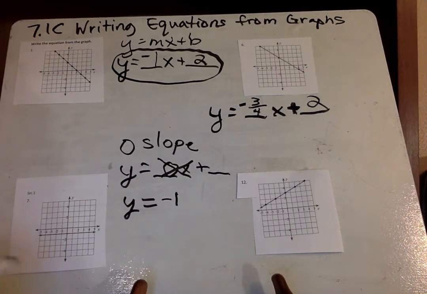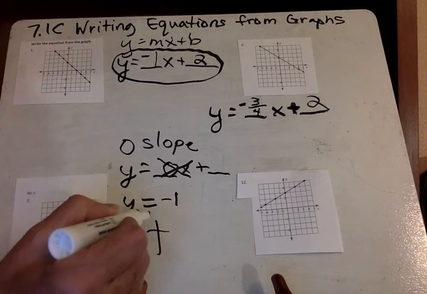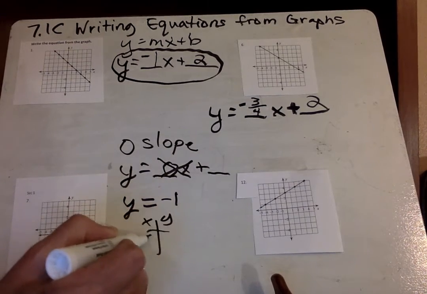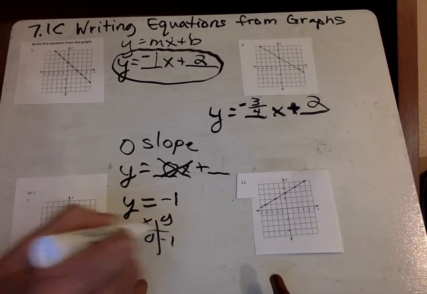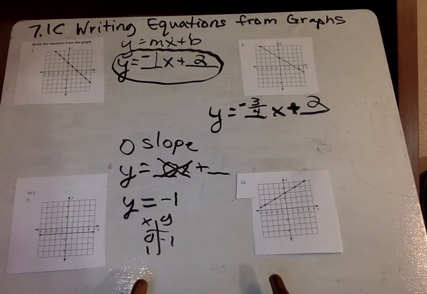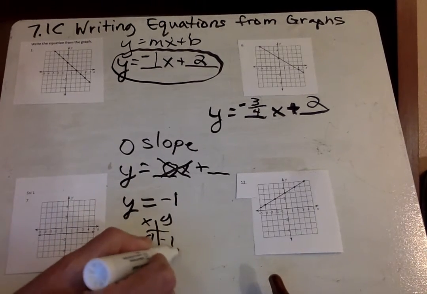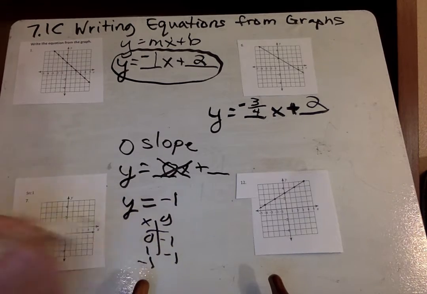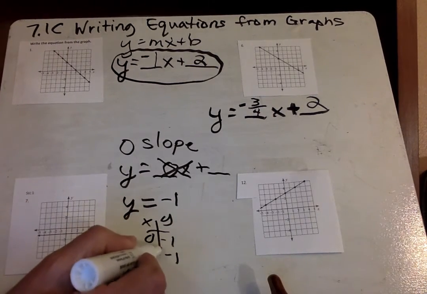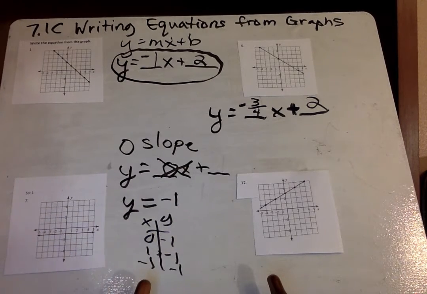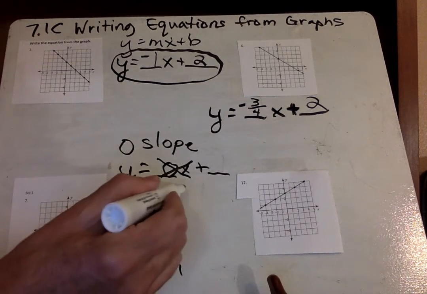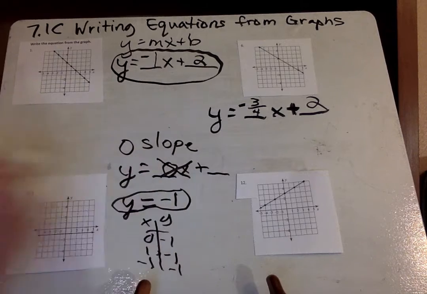And if we wanted to try out some points, we could do an XY chart. We could go, if I put 0 in, what do I get for y? -1. If I put 1 in for x, what do I get for y? -1. If I put -1 in for x, what do I get for y? -1. And all 3 of those points would be on that line. So we know that the equation is y equals -1.